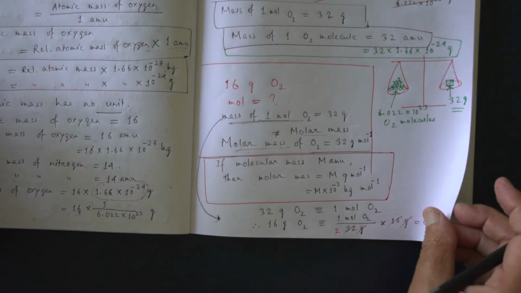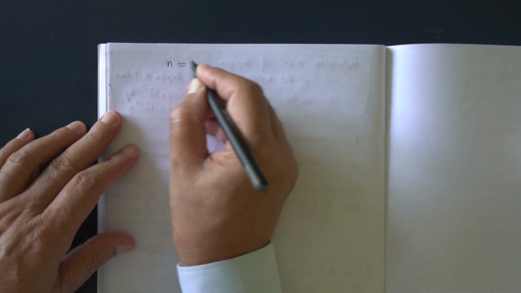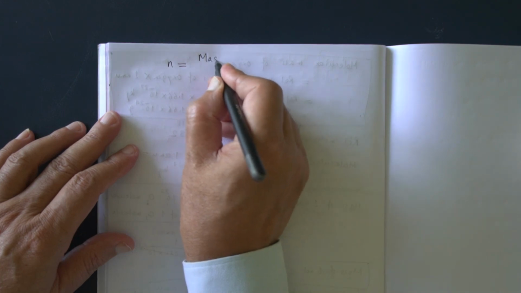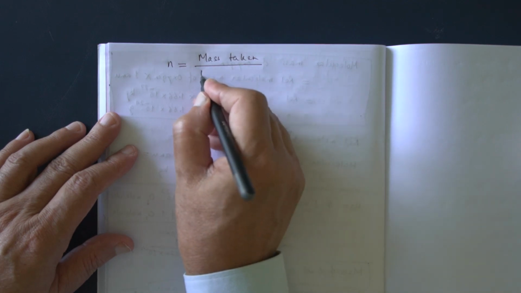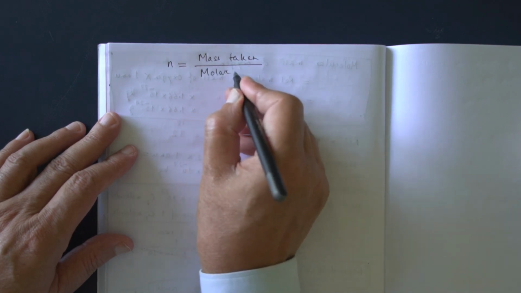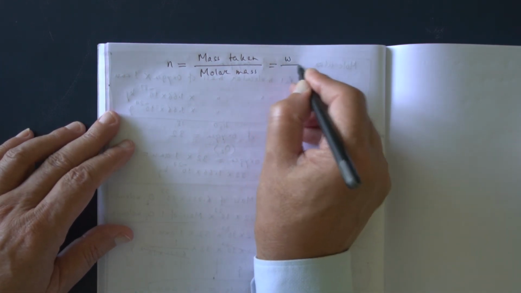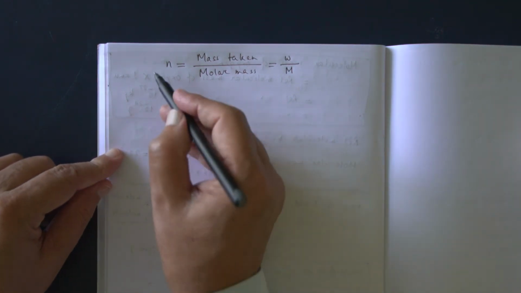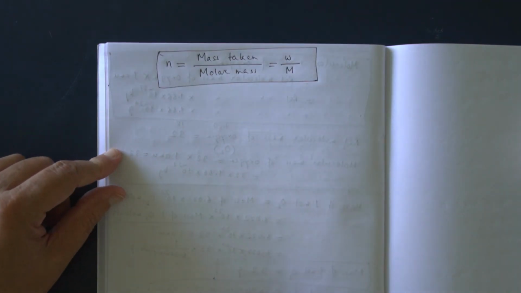So how can we calculate mole? How can we calculate mole? That is mass taken divided by molar mass. If I call mass W, I will call molar mass M. This is how we can calculate mole.